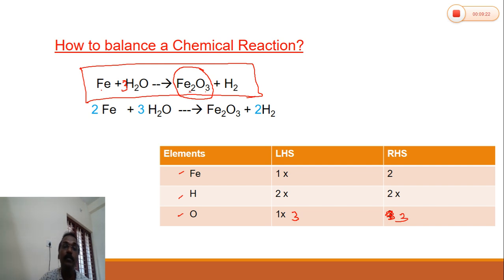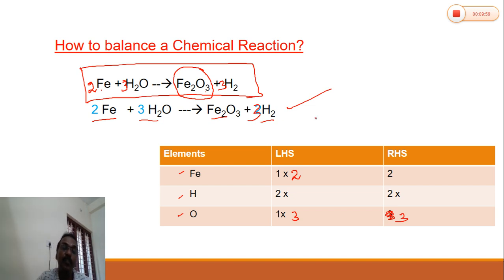Before that, iron: on the right side iron is 2 and on the left side only 1, so we have to multiply by 2. So we put 2 here, 2 iron. Now again check: 2 iron, 2 iron, 3 oxygen, 3 oxygen, but hydrogen here is 6, so we put 3 here. Again check: 2 iron, 2 iron, 6 hydrogen, 6 hydrogen, 3 oxygen, 3 oxygen. So the equation is balanced. This is the way of balancing a chemical equation.